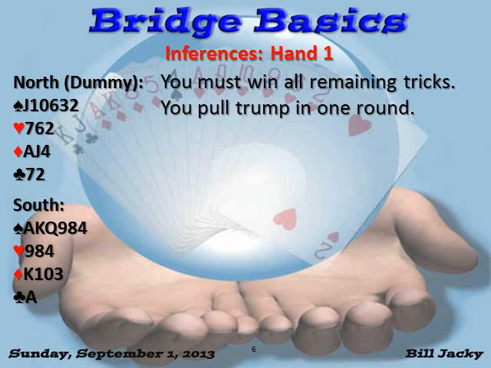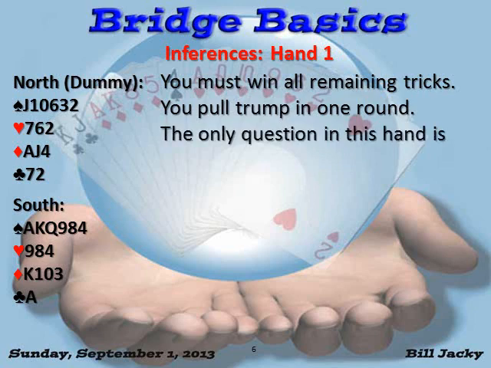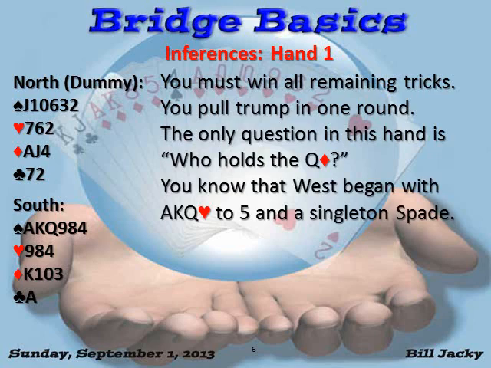You pulled trump in one round, so each opponent had one spade. Now the real question in this hand is, who has the queen of diamonds? You ought to be able to figure it out. Let's do that. You know that West began with the ace, king, queen of hearts, and you know that he had 5. You also know that he had a singleton spade.